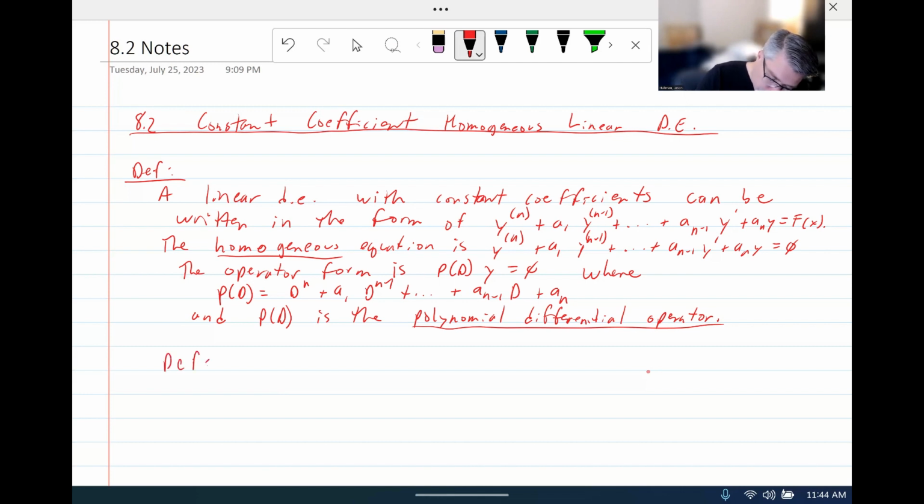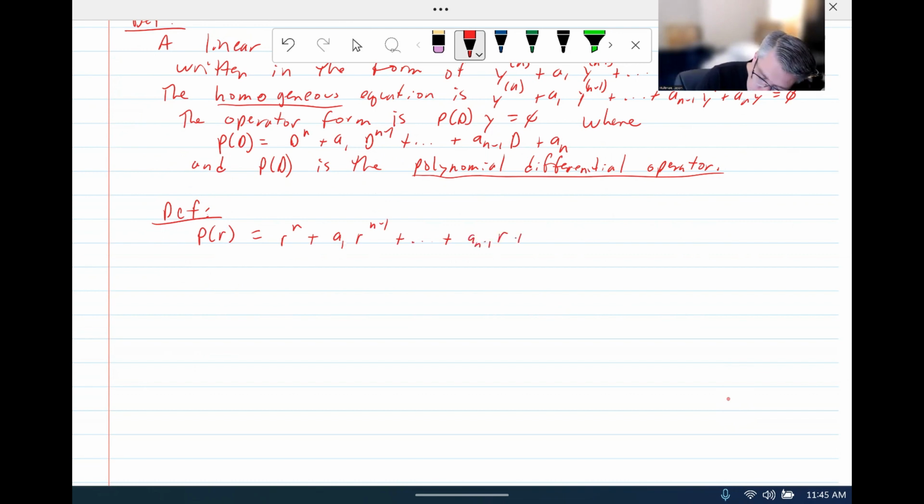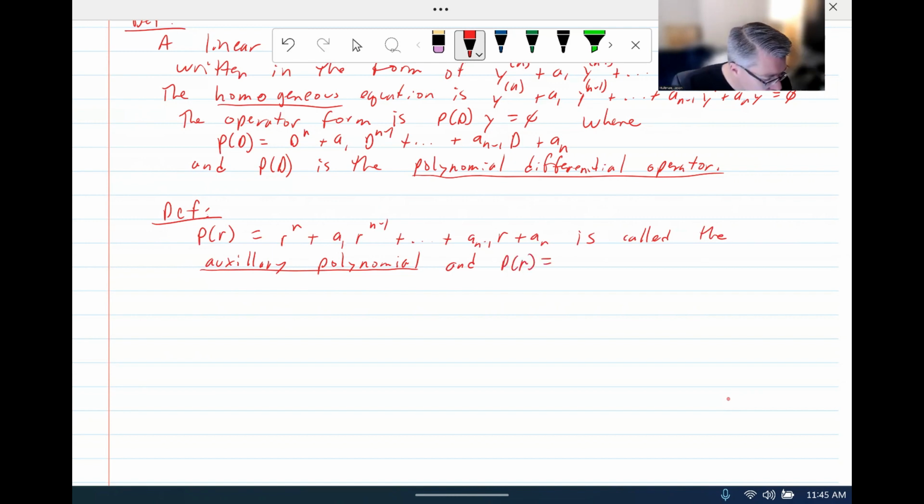Definition. Okay, P of r equal to r to the nth plus a1 r to the n minus 1 plus dot dot dot a n minus 1 r plus a sub n is called the auxiliary polynomial, and P of r equal to 0 is called the auxiliary equation.